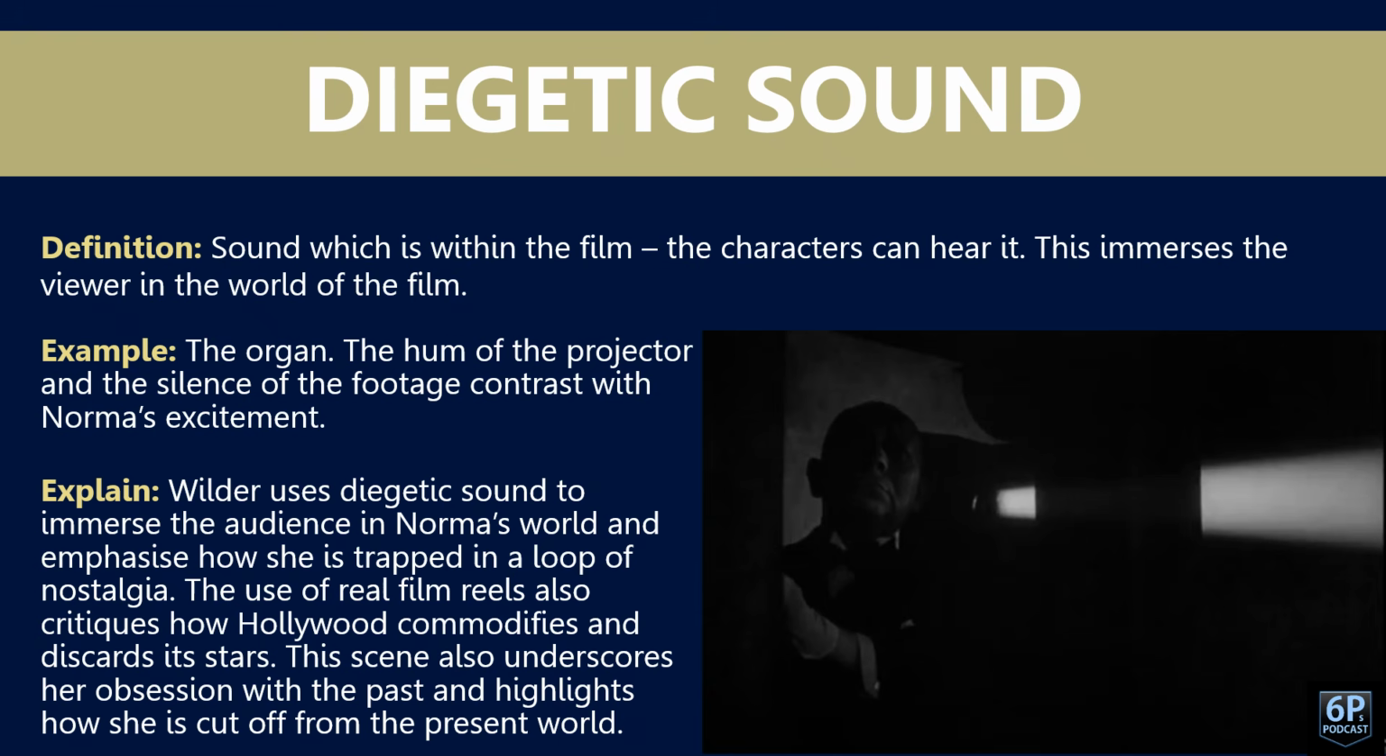And it's used to really immerse the viewer in the world of the film. The examples I have, the first one I like is the organ music. The organ sort of plays by itself. The wind sort of sweeps through it. Again, it's that ominous, foreboding tone, that film noir element of the film. I also like the hum of the projector and the silence of the footage that contrasts with Norma's excitement when she's watching one of her past films.